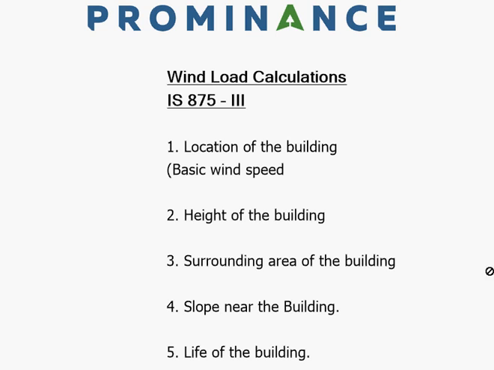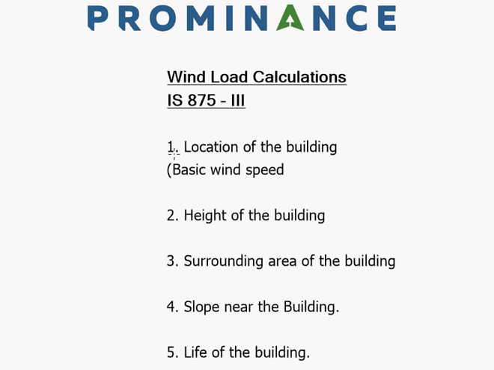So coming to the wind load part of it, if you observe the aspects given in the wind load standard IS 875 part 3, which is the Indian standard for calculating the wind loads on building structures, there are 5 very important parameters which need to be considered.